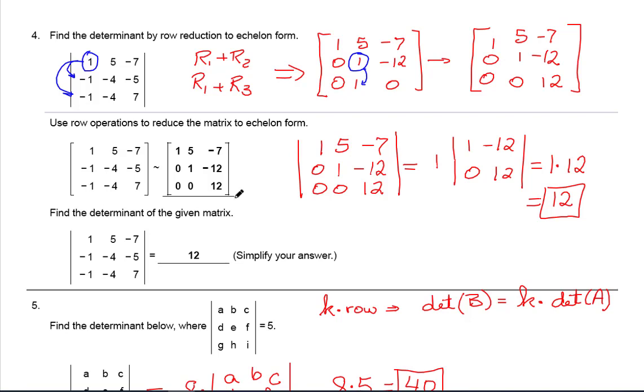Now I'm going to calculate the determinant, and I'm going to expand down the first column. So 1, the position here was a plus 1, times this cofactor. And this cofactor is easy to do. It's just 12, and so 1 times 12 is 12.